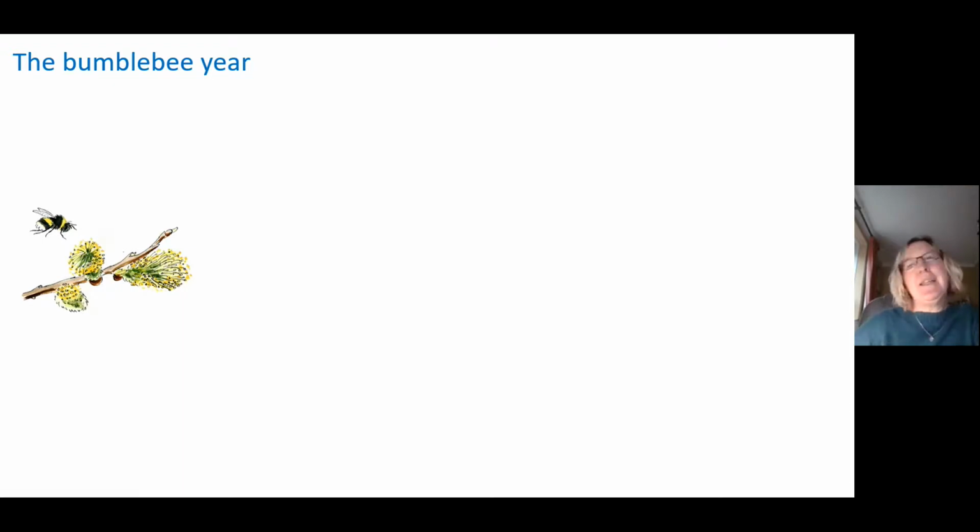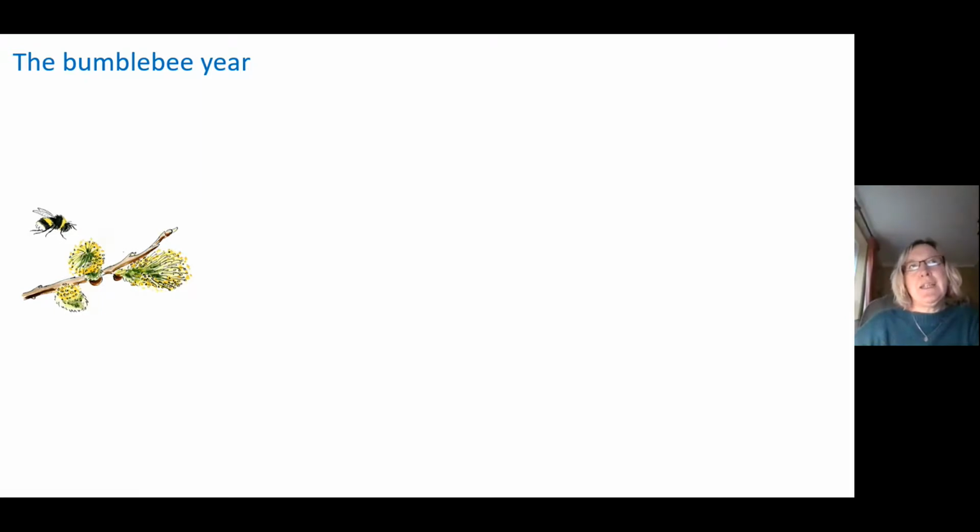So basically, that little image there on the left shows you a bumblebee queen emerging from hibernation in the spring. Now, when bumblebee queens emerge in the spring, they have already mated the autumn before, or the summer before, I should say, and they're able to carry that sperm with them basically until they need it. And when they emerge, they're hungry.